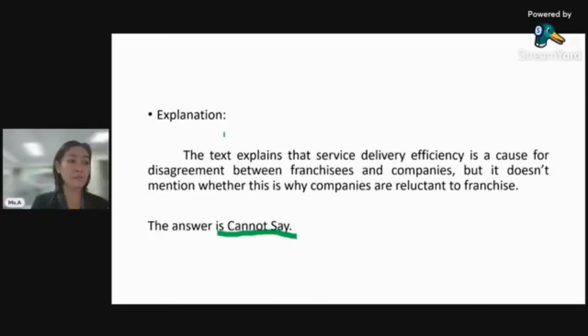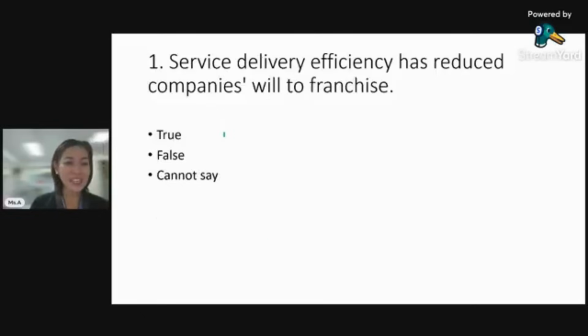And one thing, baka kaya po may mga sumagot na false. Yes po, may sagot po na cannot say. Ito po. Yan. True, false, cannot say. Ito po yung mga choices. Cannot say or minsan po ang answer po na ibibigay sa inyo is not mentioned.